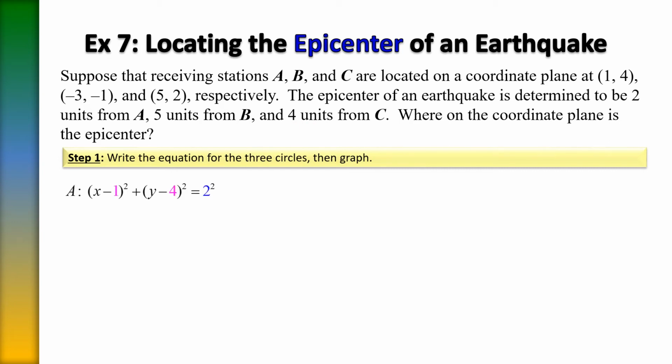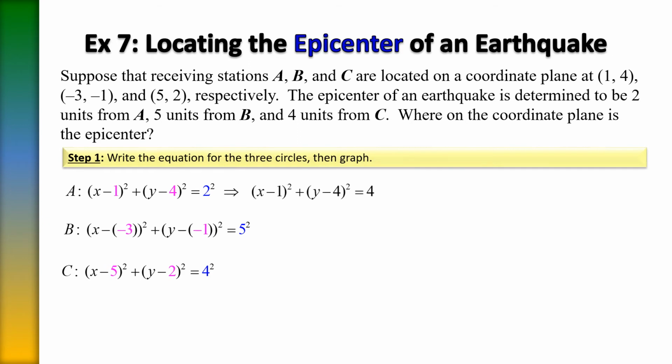So let's go ahead and plug those into the equation of a circle form. There's station 1, station 2, and station 3, each with its center and radius. Notice we plugged them into the center radius form of a circle. All right, if we write them out, remember double negatives become positive. So writing each out, we have our equations of our circles.